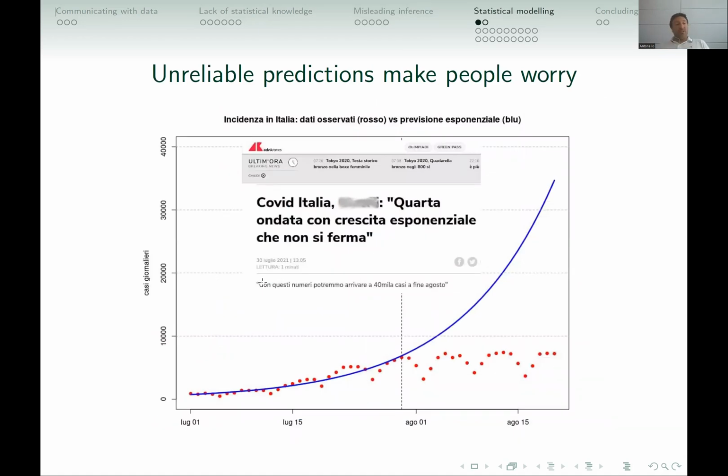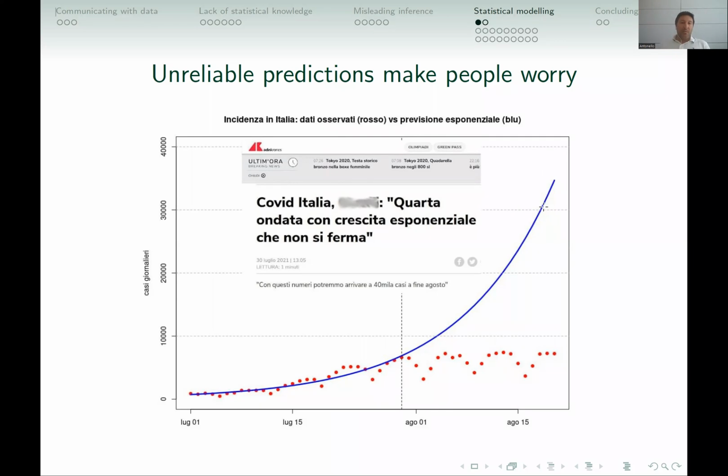And this is where the statisticians come in, and I will show you some methods we used to avoid what you see in this slide. Again, I'm sorry, it's in Italian, I will translate, but the idea is that unreliable predictions make people worry. Here, there was a famous physicist who often went on TV, simply saying the fourth wave has exponential growth and it's not going to stop on the 30th of July. So this dashed line is on the 30th of July. The red points are the observations. The blue line is the exponential growth.